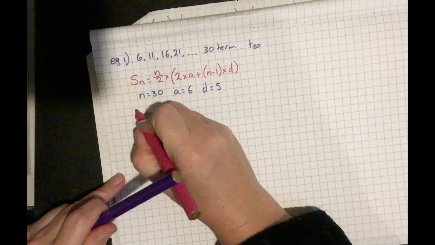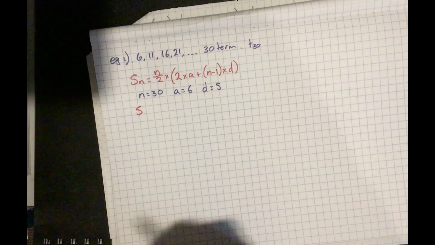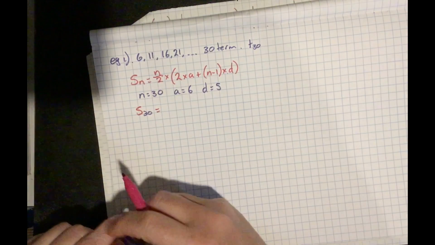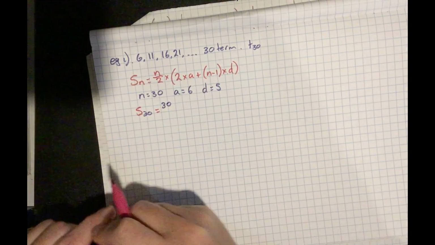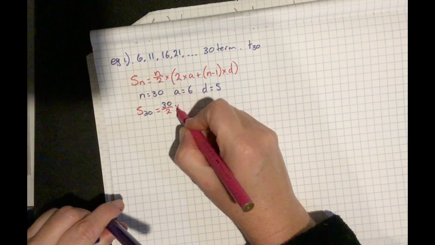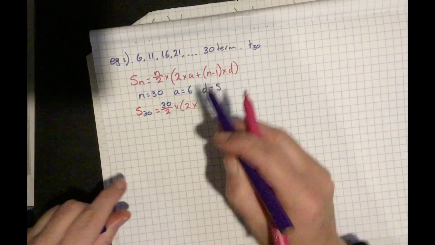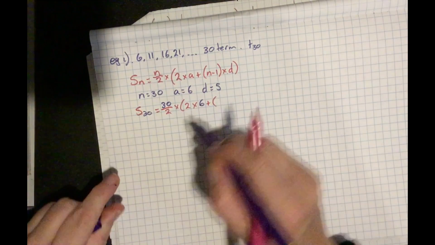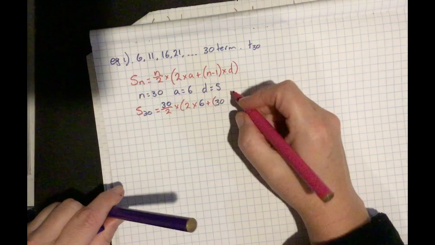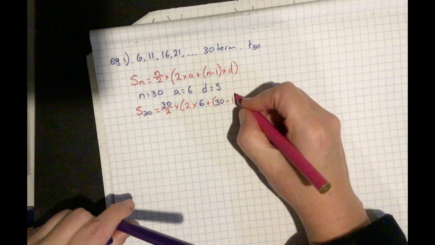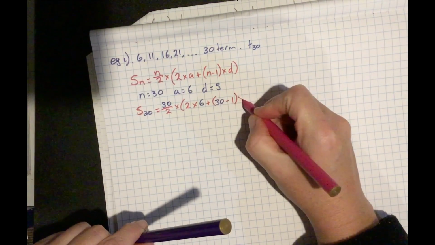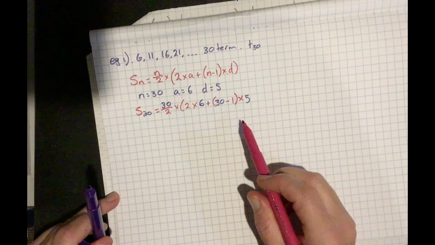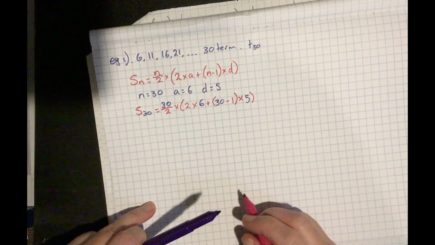I'll do that in a different colour so you can see. S30 is the same as 30 divided by 2 times 2 times 6 plus 30 take away 1 times 5, and the closed bracket around the end.